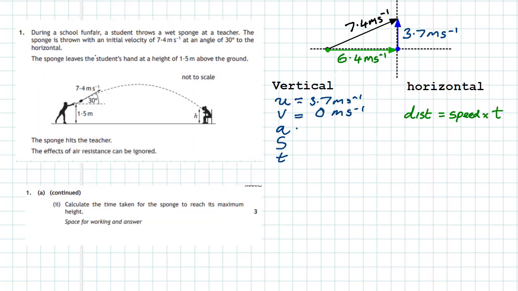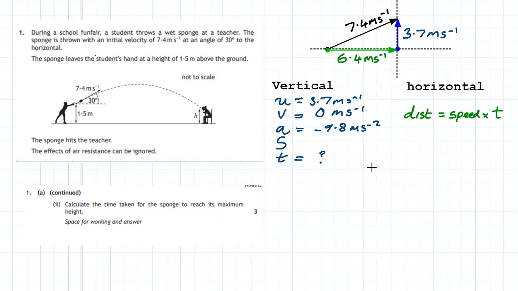The acceleration is our old friend, acceleration due to the force of gravity, 9.8 meters per second every second. S is the displacement from the starting point, and t is the time we're looking at, and that's what we're going to try and find out. We're going to find the time it takes to get to that maximum point. Note, I don't need to use any of the horizontal data because I'm just interested in the time it takes to get to the maximum height.